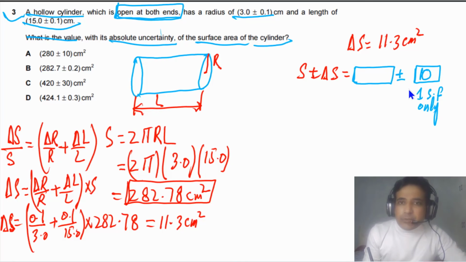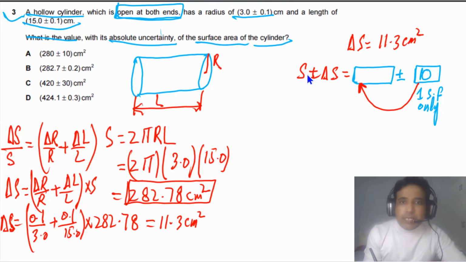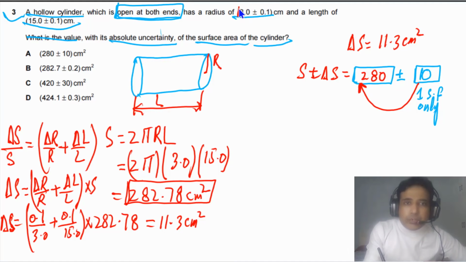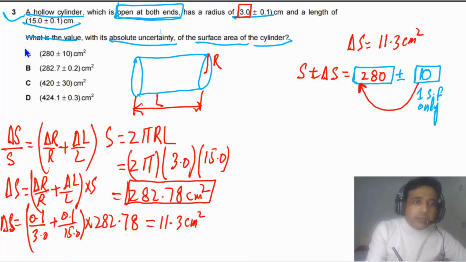Now the number of dp. The second thing is that the absolute uncertainty and the measurement here should have the same number of decimal places. It means that S should not have any decimal. This is 282.78, so we can write this as 280. Now this has no decimal places, and this also has no decimal places. This has 1 SF and this one has 2 SF. If you look at the raw data, this has 2 SF. So it also satisfies this condition, the least number of SF in this measurement. So the answer for this question has to be A.